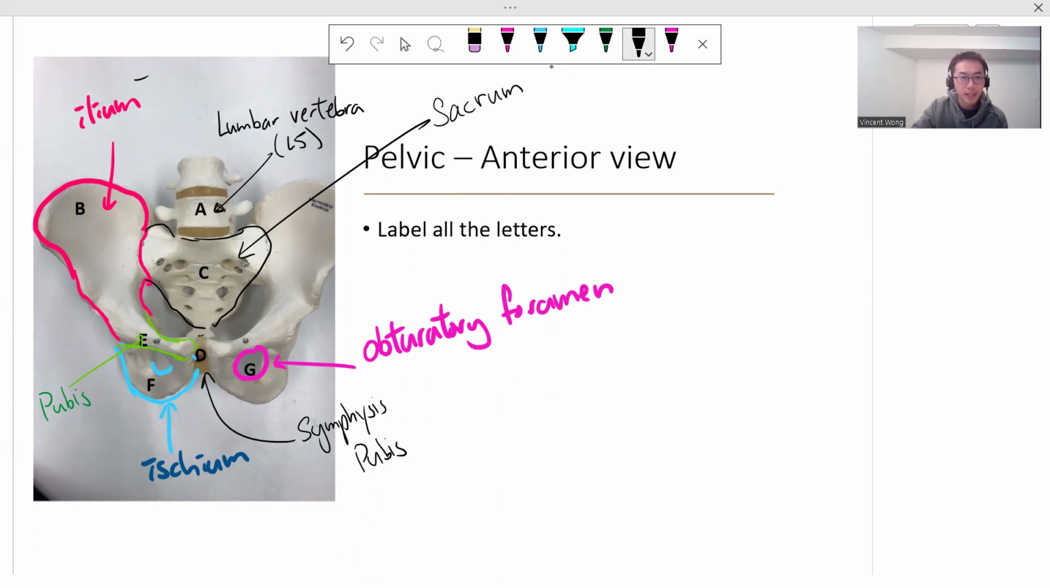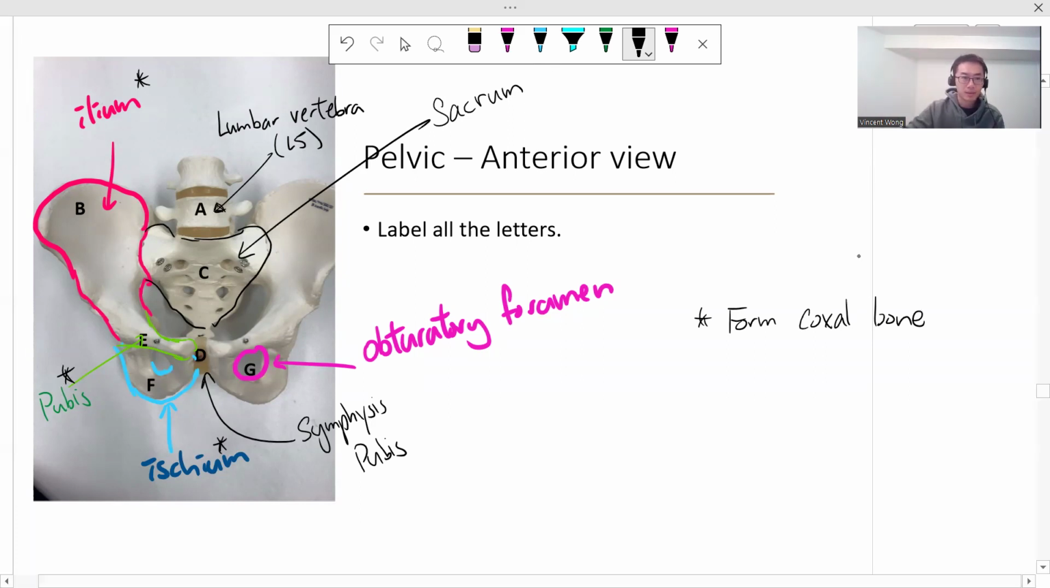And by the way, if you take these three things together, they form the coxal bone. So basically half of the pelvis, the coxal. Don't confuse the coxal with the coccyx. Coccyx, C-O-C-C-Y-X. The coccyx bone is the tailbone. The coxal bone is this whole half of the pelvis.